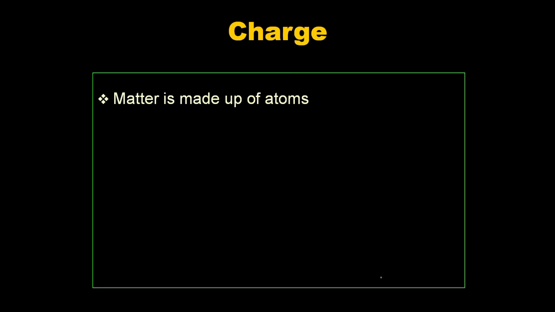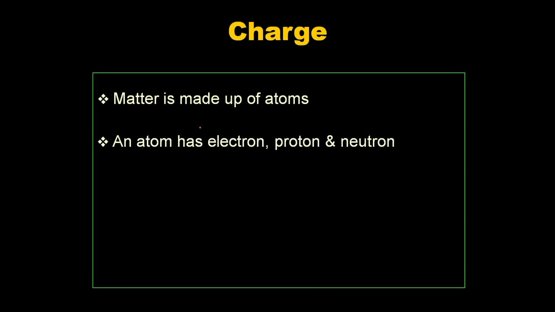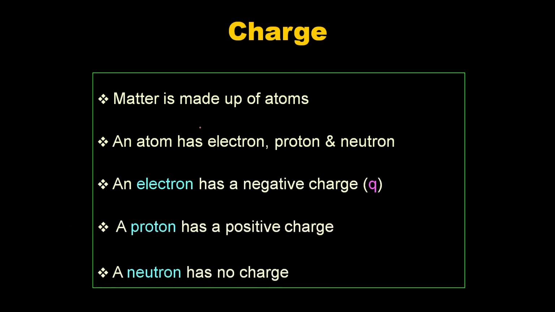Now, what is matter? Before entering into charge, we'll talk about matter. Matter is nothing but anything which has mass and occupies some space in this universe. For example, you can take a phone. A phone has mass and occupies some space in this universe, so that is matter. Generally, matter is made up of atoms, and atoms are made up of electrons, protons, and neutrons. Electrons are negatively charged, protons are positively charged, and neutrons are neutral, which is no charge generally.